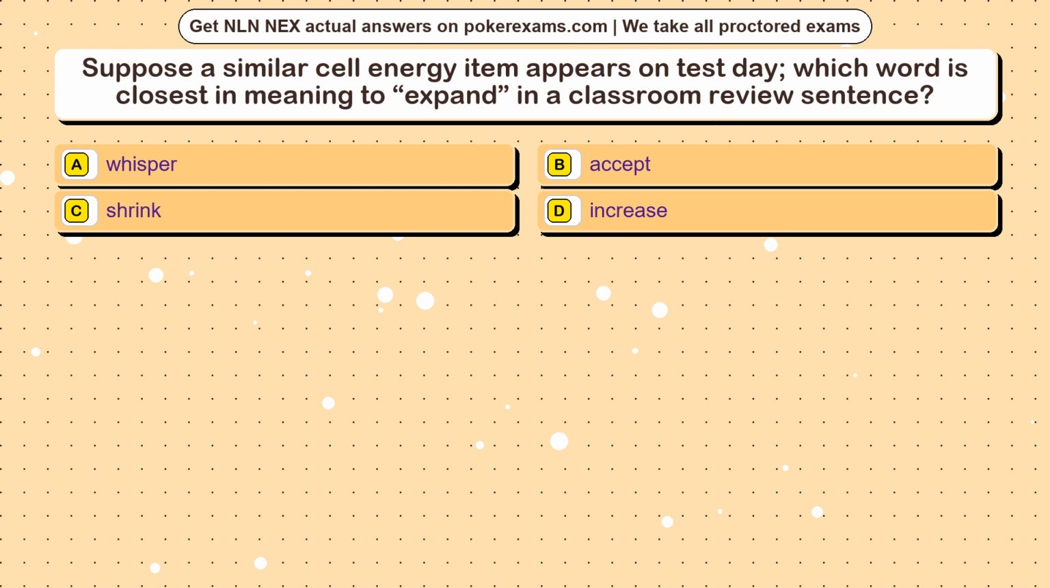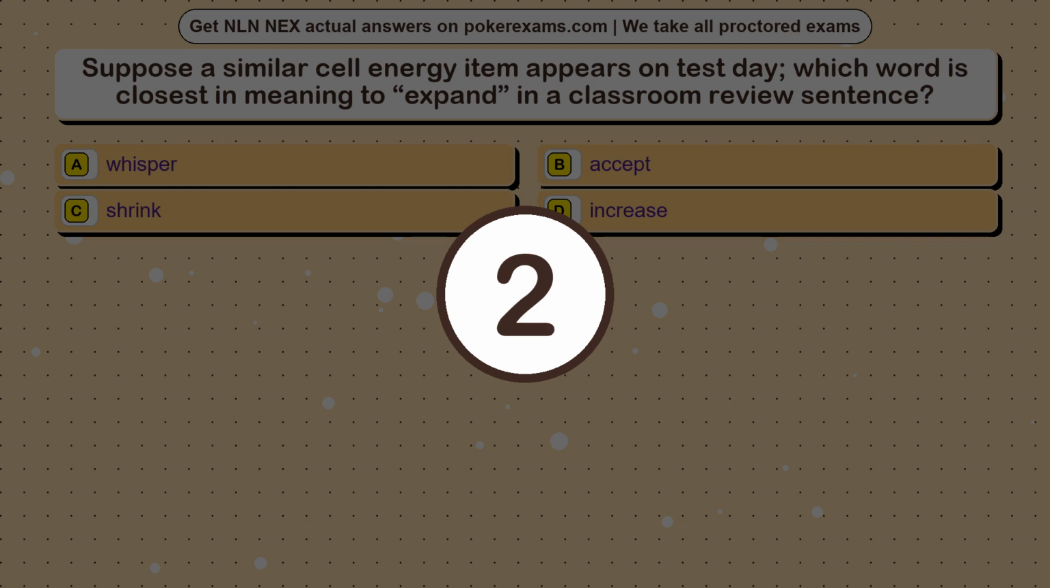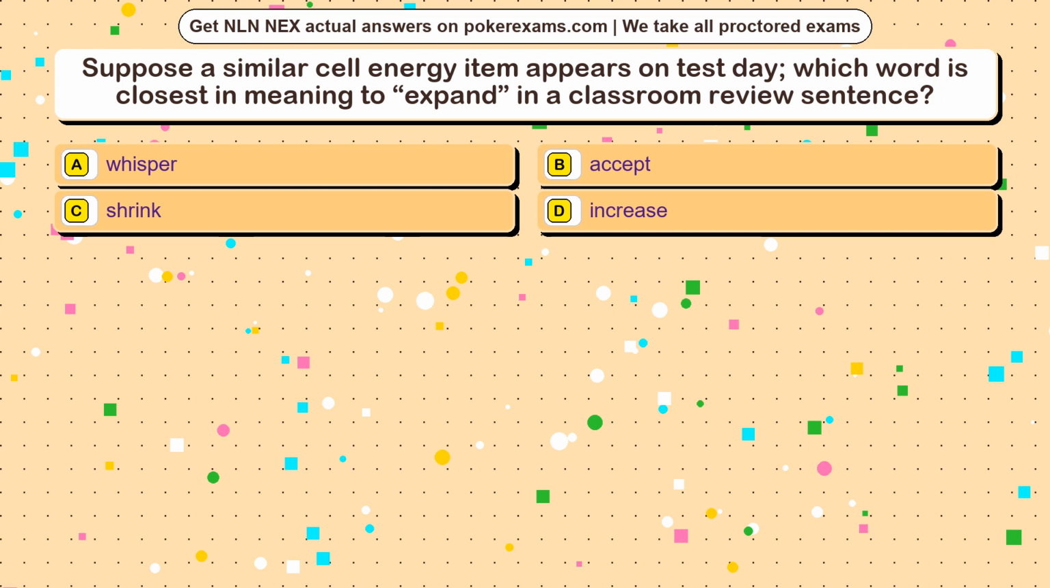Question 7. Suppose a similar cell energy item appears on test day. Which word is closest in meaning to expand in a classroom review sentence? Option A, whisper. Option B, accept. Option C, shrink. Option D, increase. The correct answer is option.